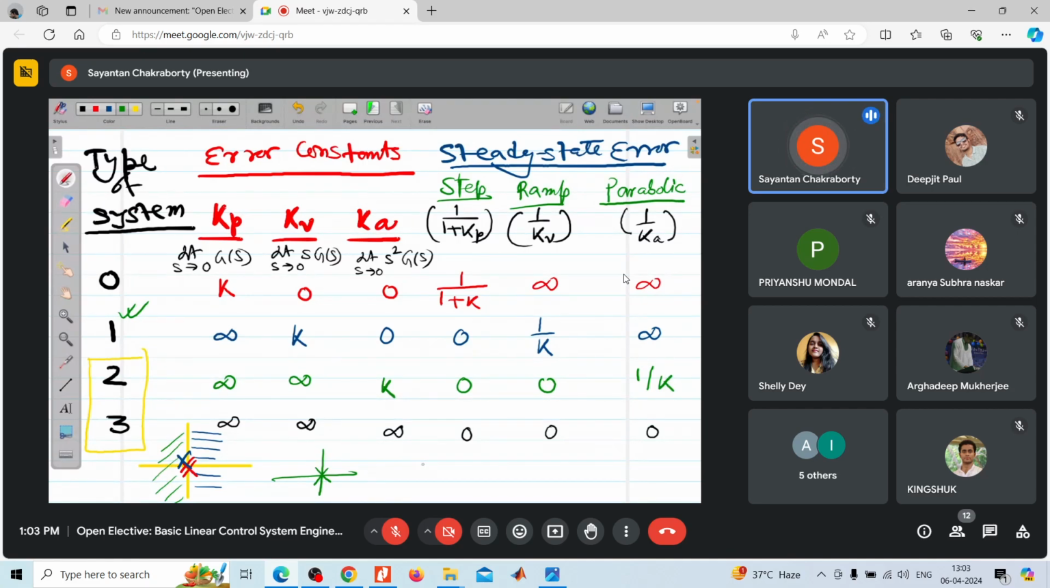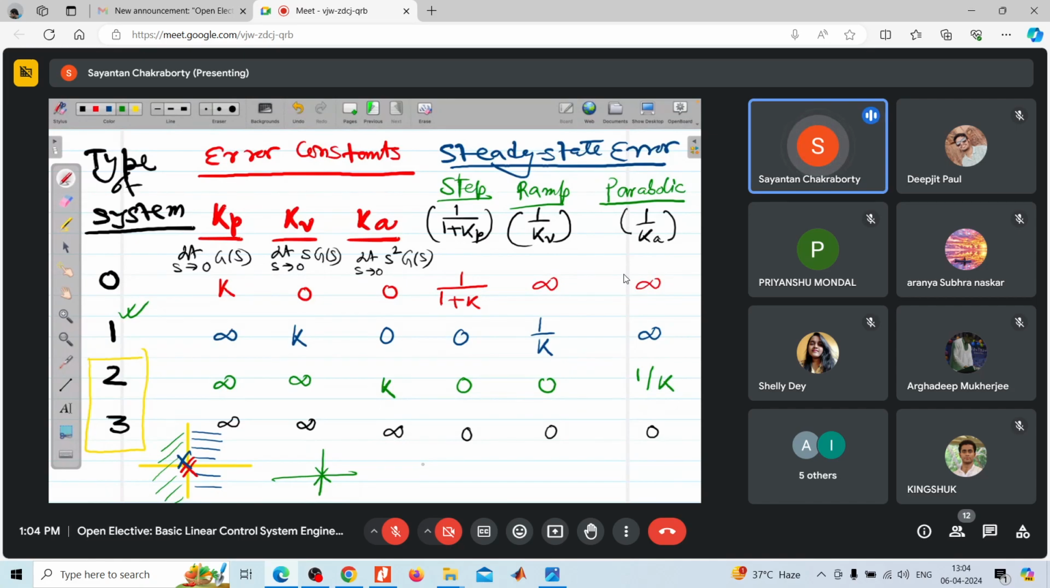For step input, it can be reduced by increasing the value of Kp. For ramp input, type 1 system, it can be reduced by increasing the value of Kv. For parabolic input, type 2 system, it can be reduced by increasing the value of Ka. Right? So this is the information that it provides us. And also, inherently, it gives you an idea of which type of system can follow which type of response, input signals. Right? There's another piece of information that it provides.